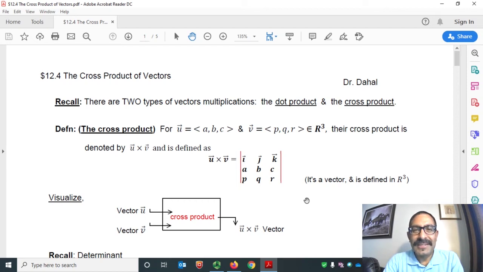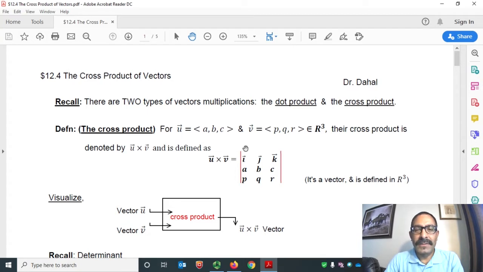In today's class, I am going to cover the cross product of vectors. Let me start the class right away. Quick recall, there are two types of vector multiplications, the dot product and the cross product. In our last class, we covered the dot product of vectors, and today I am going to cover the cross product of vectors. Next, let me give you the definition of the cross product of vectors.